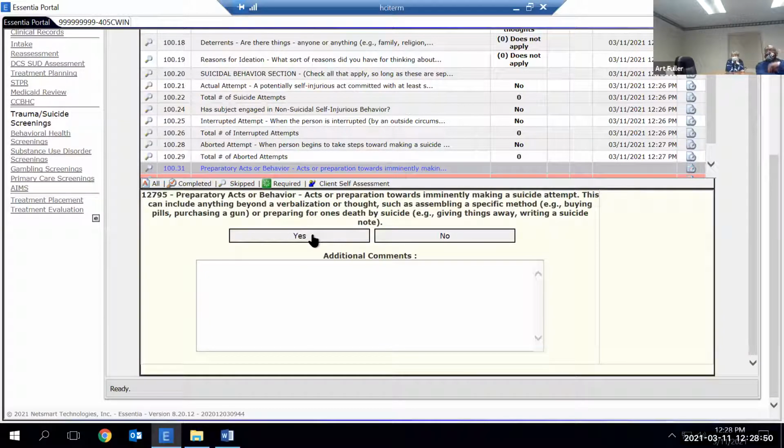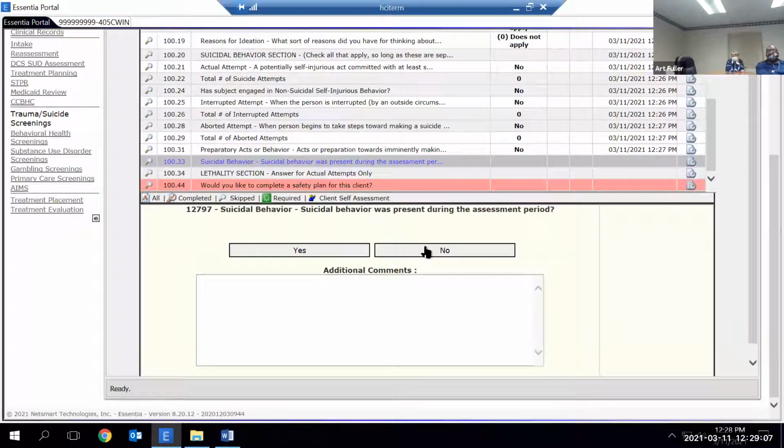And then preparation, it can be anything regarding verbalization of wanting to hurt themselves, taking their own life, assembling, buying the pills, purchasing the gun, like prepping, writing a note. Tim hasn't done any of this.